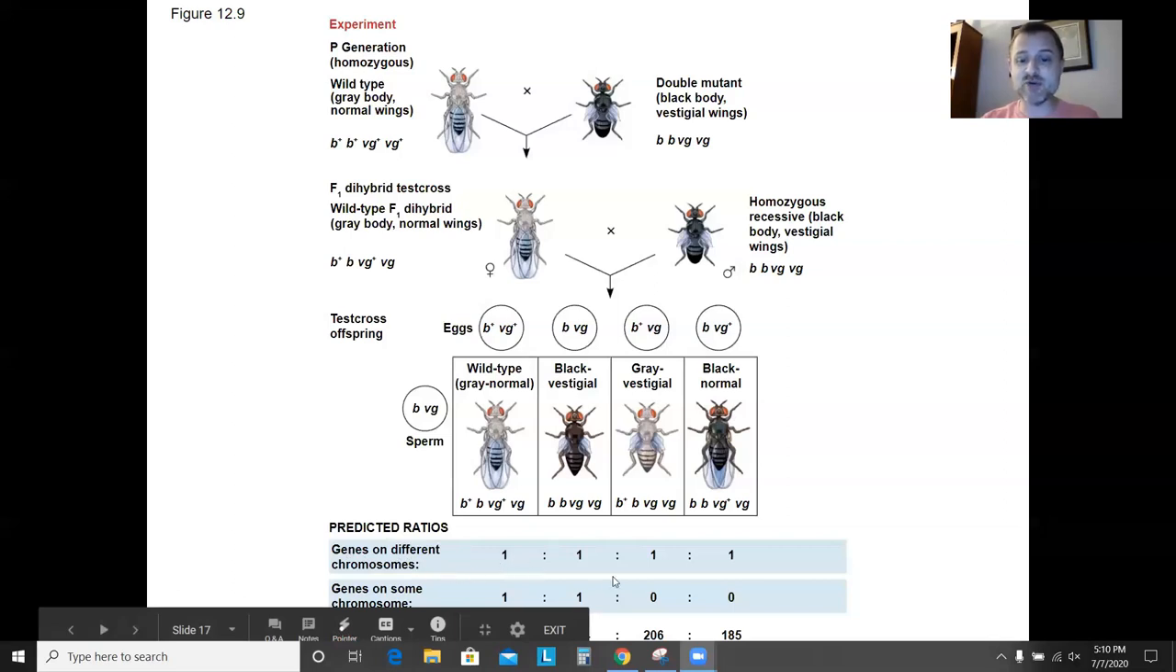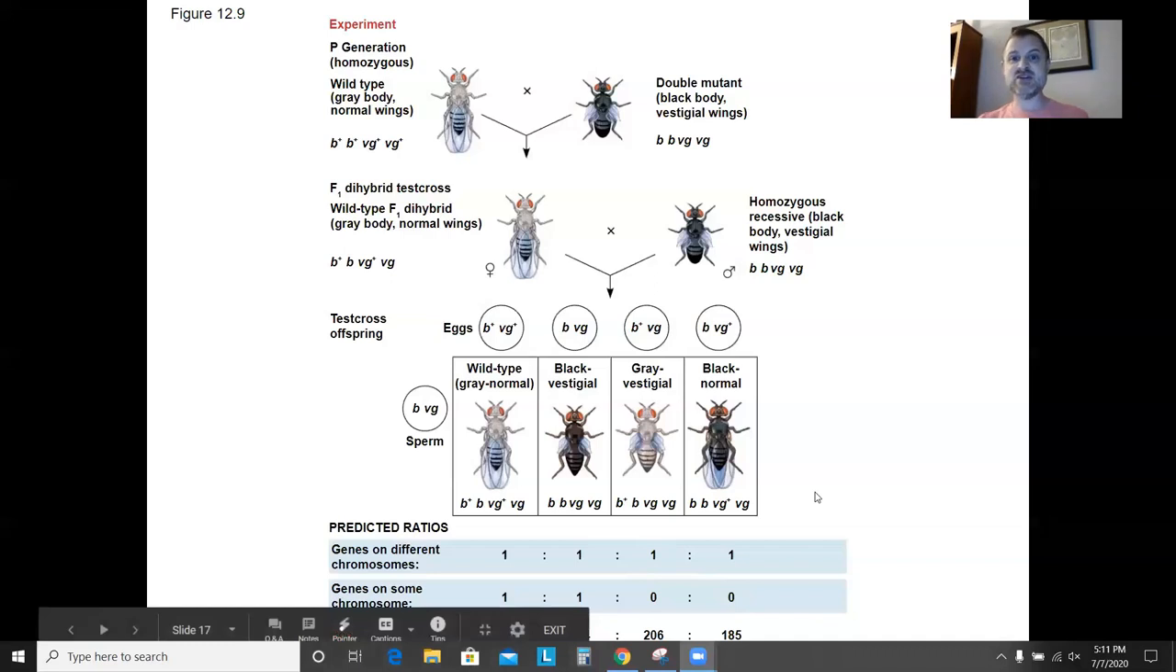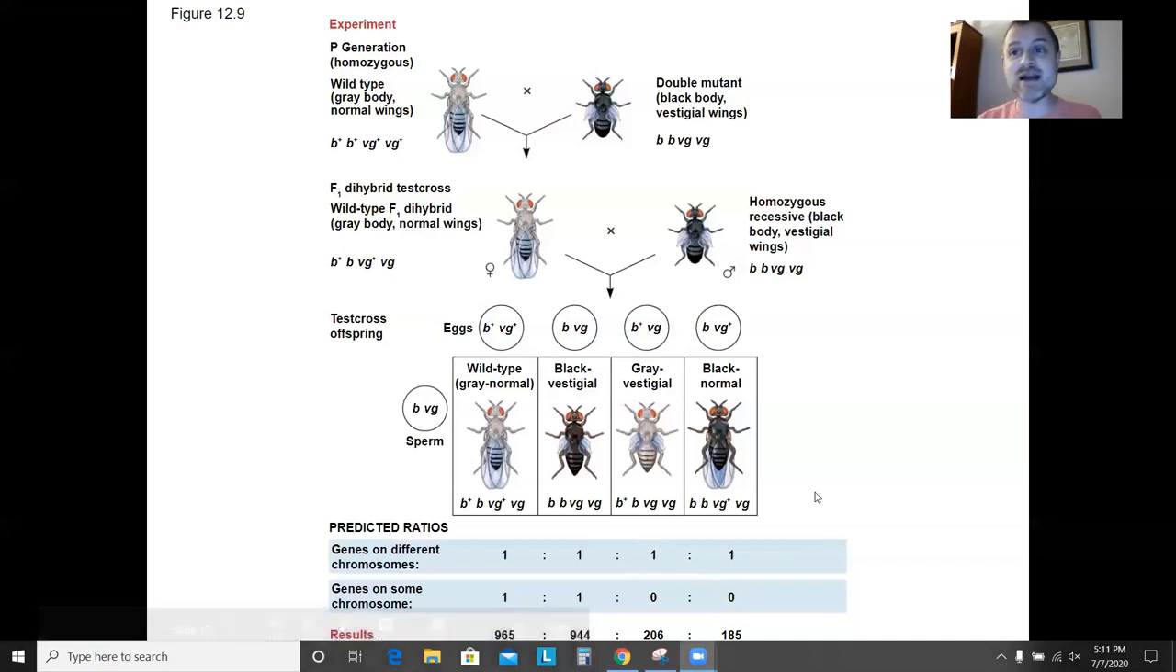Now, statistics should tell me I should get a 1:1 to 1:1 ratio. Look at the actual numbers. I'm looking at the very bottom where it says results: 965, 944, 206, and 185. That is not a 1:1 to 1:1 ratio, right? I have way more parental types than I do recombinant types. If I add up, it rounds to about 2,000 flies. Let's go with 2,000. I have way more parental types, these two, than I do recombinant types. Actually, the ratio is about 1:1 to 0:0, okay? So something is going on. My hypothesis is 1:1 to 1:1. I get 1:1 to 0:0.